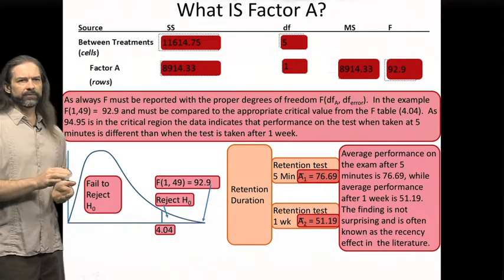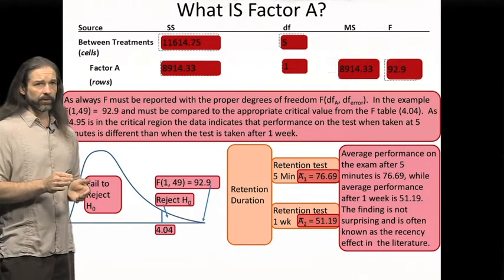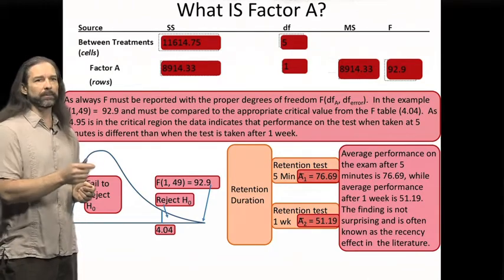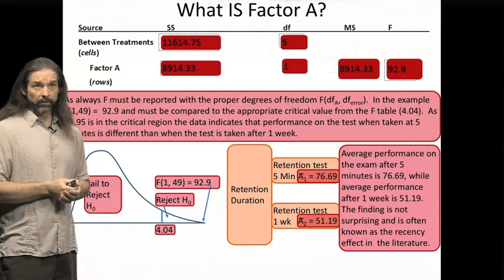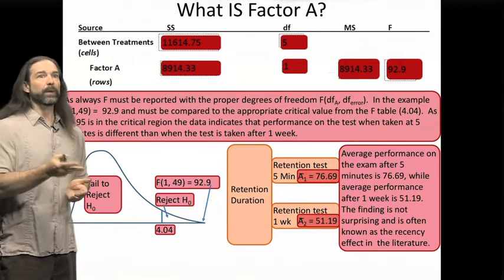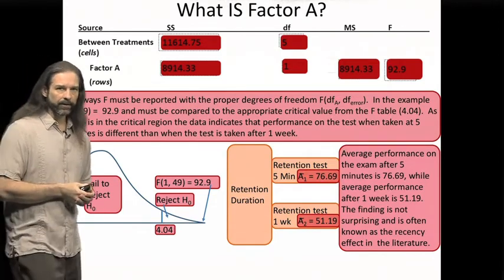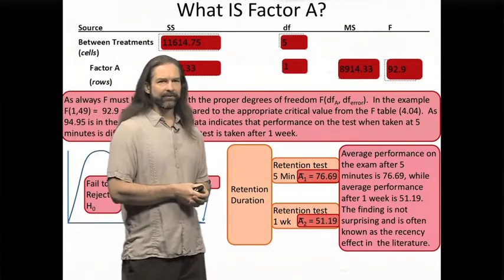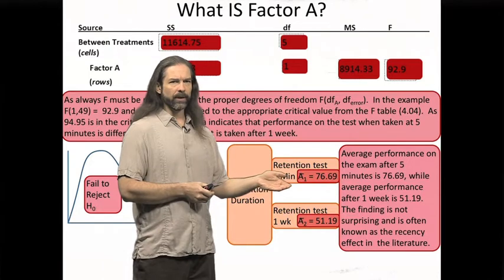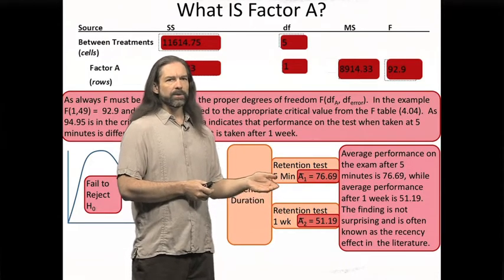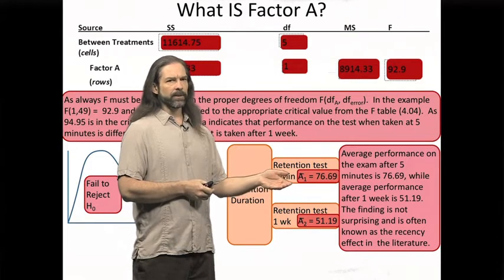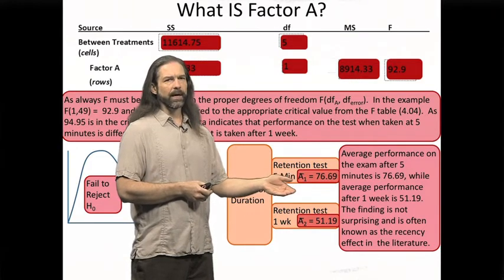Remember from the previous videos, all the F tells you is at least one mean is significantly different from at least one other mean. However, in this case, it's simple. We only have two means, so we know which means are different from each other. All we need to do now is look at the actual averages for those rows. So I've got A bar 1 and A bar 2. So basically my 5-minute group had a final test performance of 76.69.